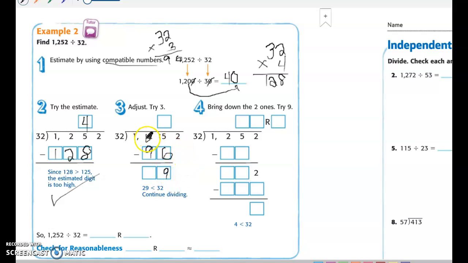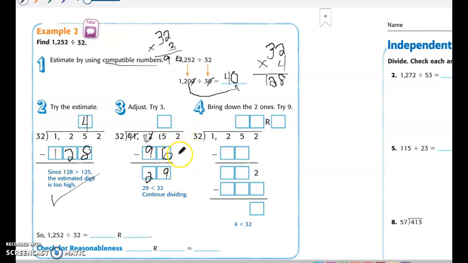Now I have 1 take away 9. You have to regroup again, right? 9 is too big, so let's borrow. My 1 becomes a 0, and my 1 here becomes what number? 11. Now let's try this: 11 minus 9. That's possible. That's 2. So that's possible. I have 29.